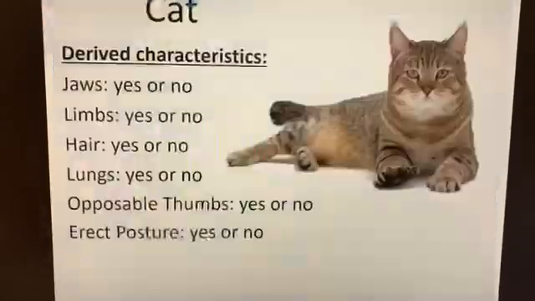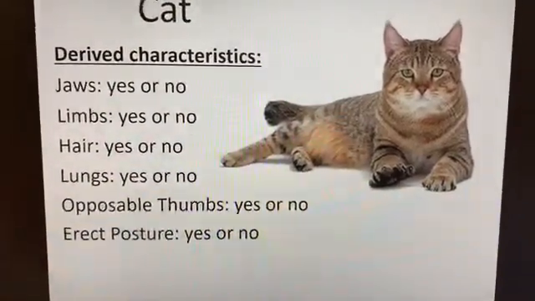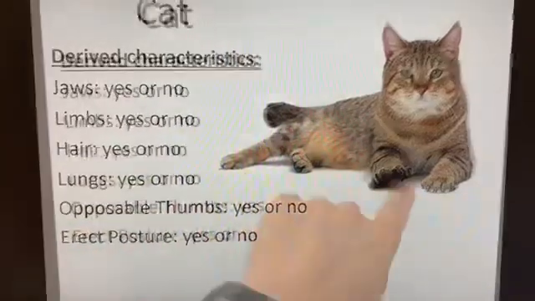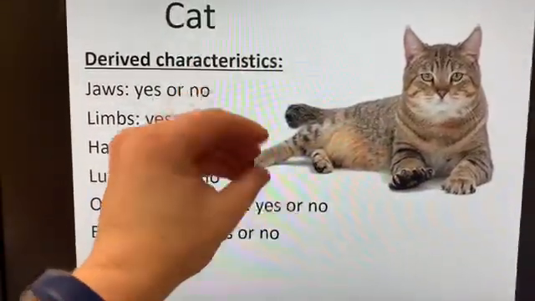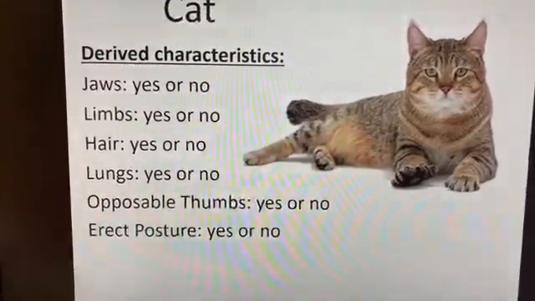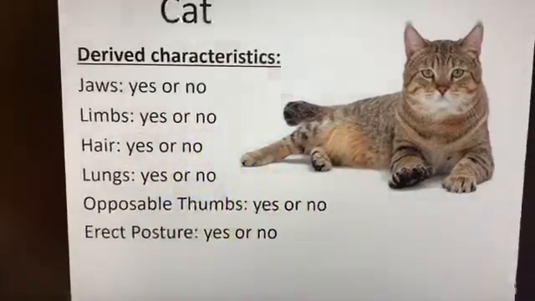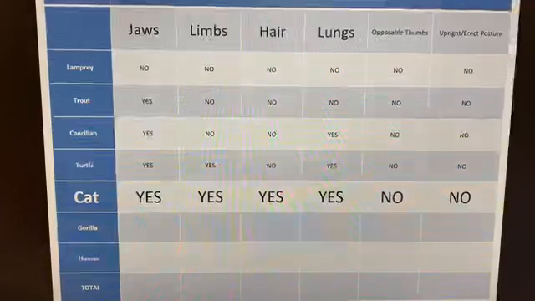Now for the cat. Jaws, yes. Limbs, I see legs. Hair, absolutely. That cat cannot grab things like this, so no opposable thumbs, and it uses all 4 legs rather than walking on the back two, so no. All right, so 4 yeses and 2 nos for cats.